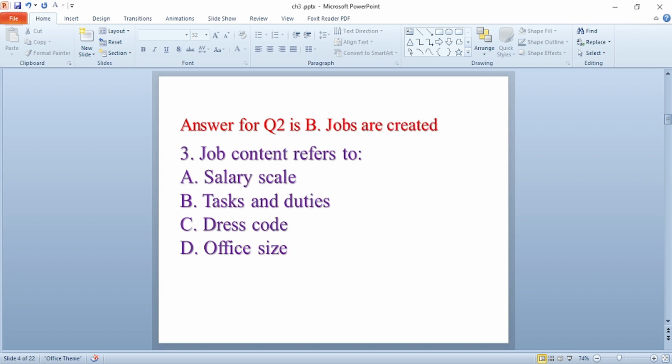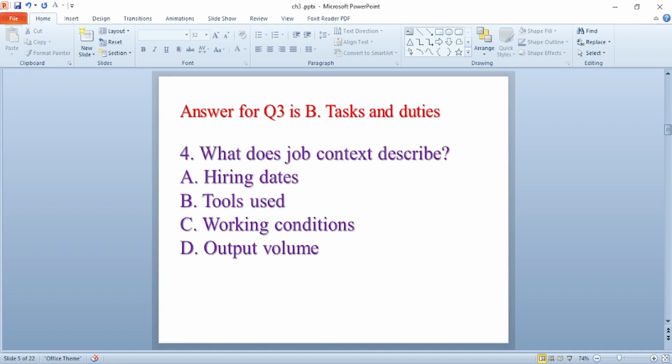Question number 3. Job content refers to dash. A. Salary scale. B. Tasks and duties. C. Dress code. D. Office size. The answer for this question is B. Tasks and duties.